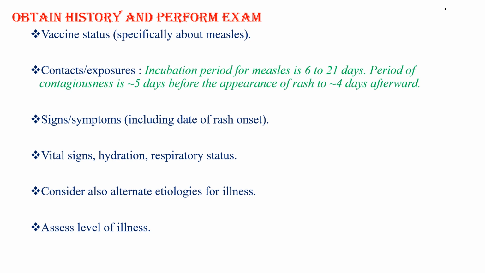Ask about signs and symptoms, including date of rash onset, any history of fever before the onset of rash, and any signs and symptoms of coryza and conjunctivitis. Check vital signs, check hydration status and respiratory status. Consider also alternate etiologies if there is other illness that explains the problem other than measles. And then assess level of illness. Assessing level of illness is important in the management of a child.